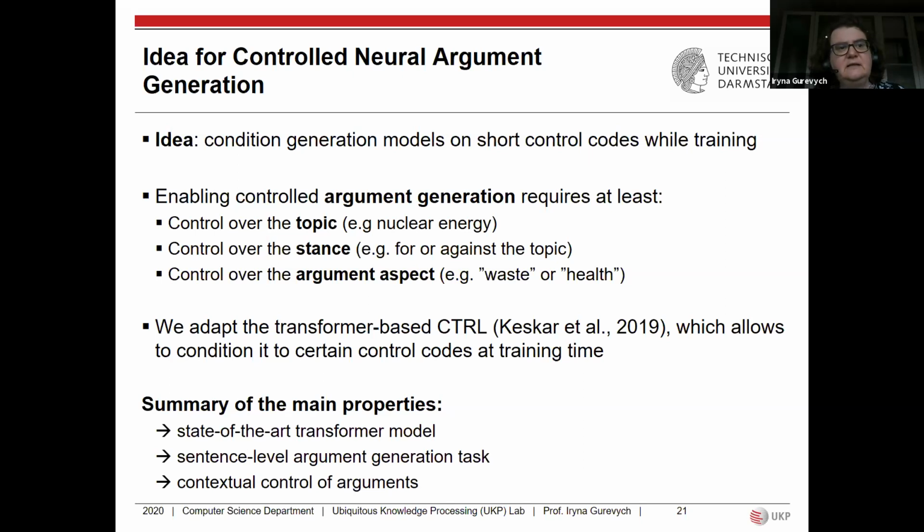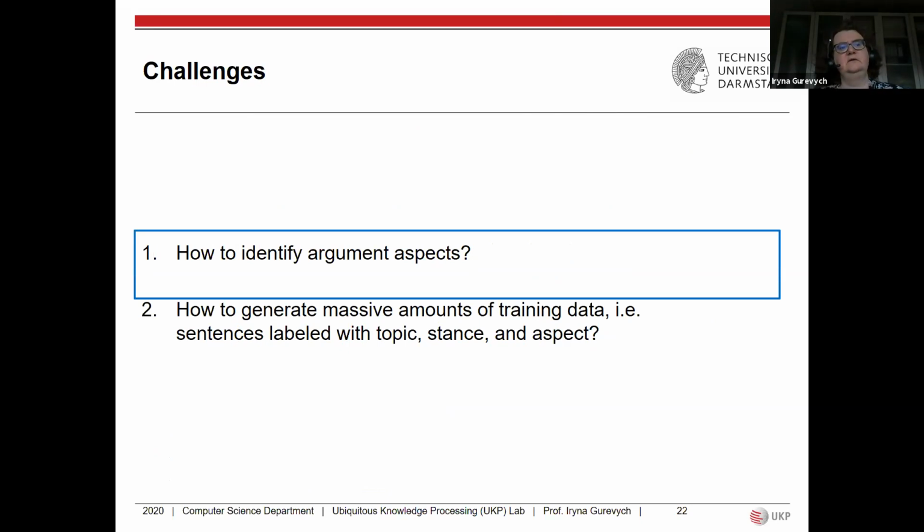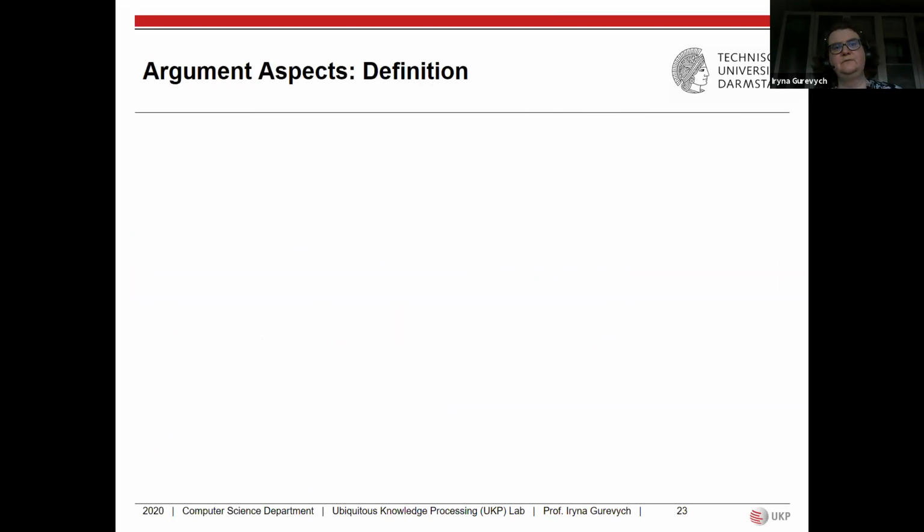In solving this problem, there are 2 main challenges. So the first challenge is how to identify argument aspects, because there exists no previous work that allows to do so. And the second challenge is, as you know, transformer models are very data hungry, and we need massive amounts of training data which do not exist, like sentences labeled with topic, stance, and aspect. So now I'm first going to talk about the identification of argument aspects.